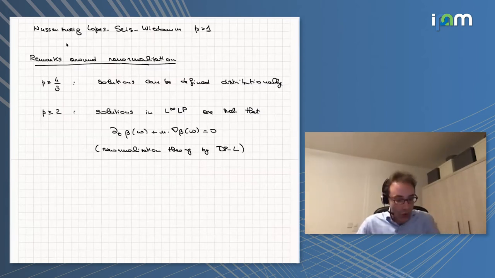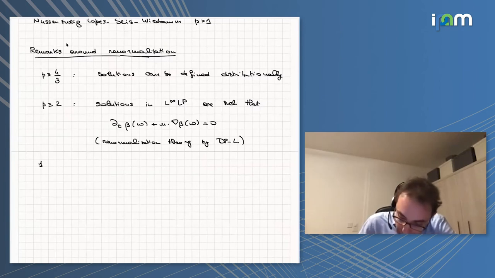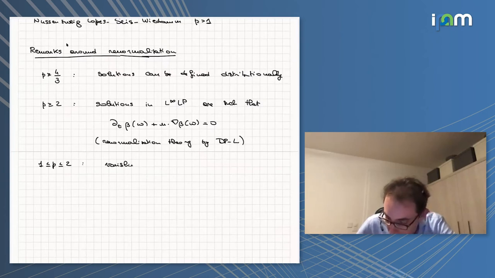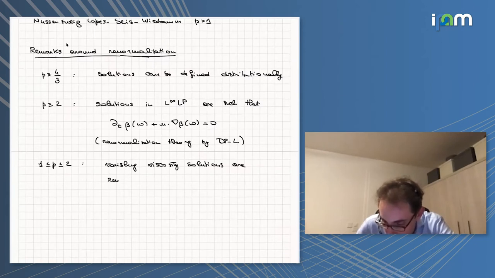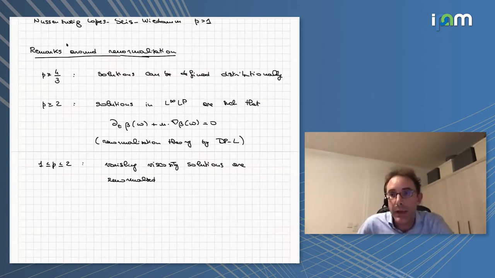So it is not known whether solutions are in general renormalized if you go below p equal to 2. What is known, on the other hand, is that vanishing viscosity solutions are renormalized. And this holds now in the full range. So in a certain sense, the property of being a vanishing viscosity solution gives better qualitative and quantitative properties to solutions, okay?